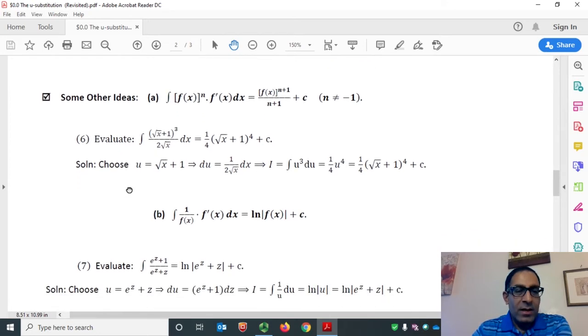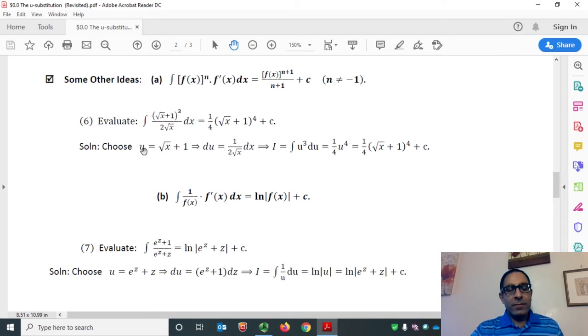It's the same solutions. Pick u equals to radical x plus 1. Take its derivative both sides. So du equals to 1 over 2 times radical x dx. Then rewrite the given integrals. So I equals to integrations. Radical x plus 1 is u. So u to the power cubed times 1 over 2 times radical x dx. 1 over 2 times radical x dx is du. Yes, just put du there.